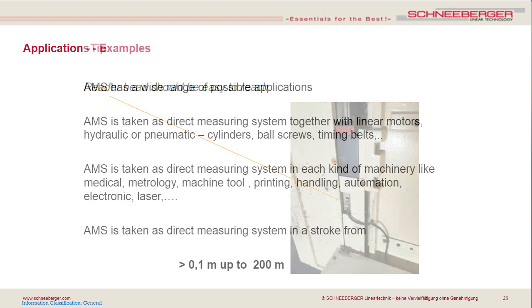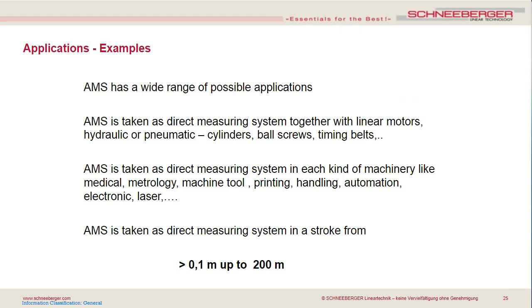Application examples. AMS has a wide range of possible applications. AMS is taken as a direct measuring system together with linear motors, hydraulic or pneumatic cylinders, ball screws, timing belts, and so on. AMS is taken as a direct measuring system in each kind of machinery, like medical, metrology, machine tool, printing, handling, automation, electronic, laser application. AMS is taken as a direct measuring system in a stroke from more than 0.1 meter up to 200 meters measuring length.